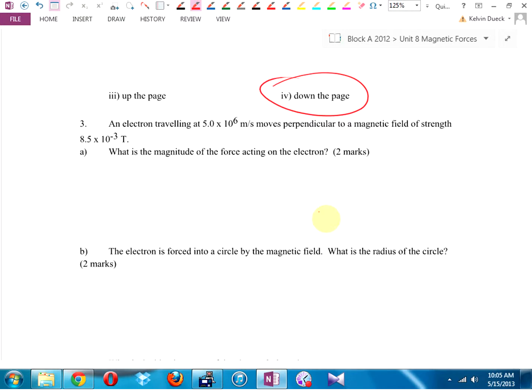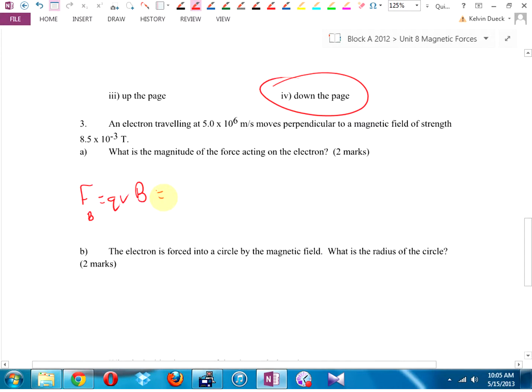Ready? Number 3. What's the magnitude of the force? Okay. Magnetic force is just QVB. Hey, this is straight plug and chug. This would be a multiple choice question probably. And even that, it's almost not too easy, but I would consider this to be close to free marks.